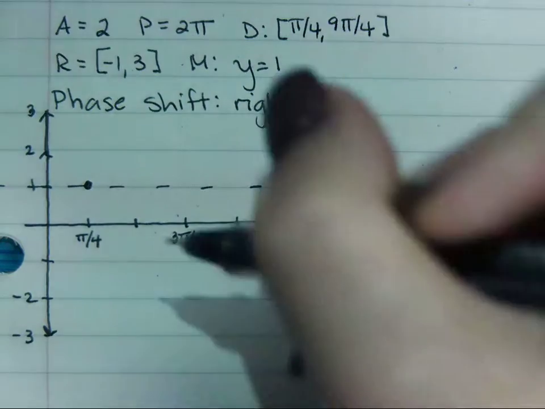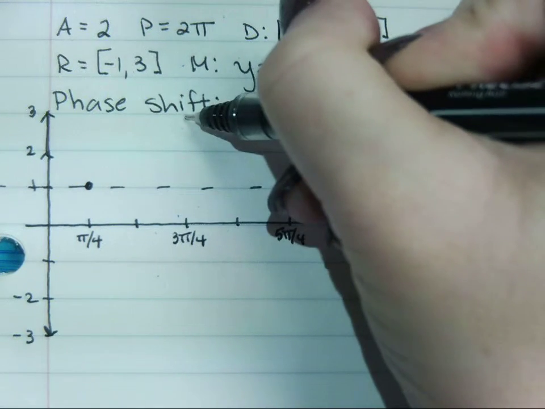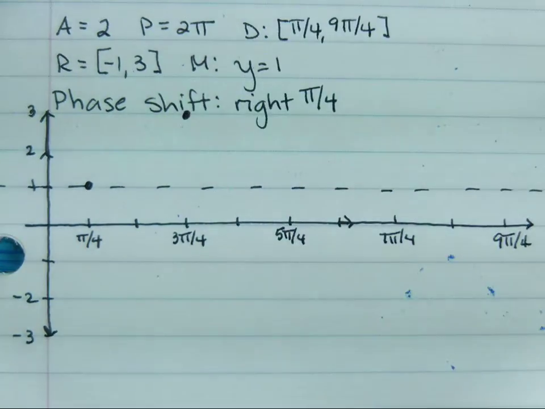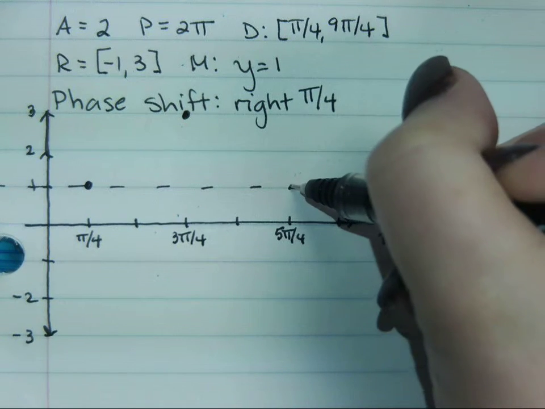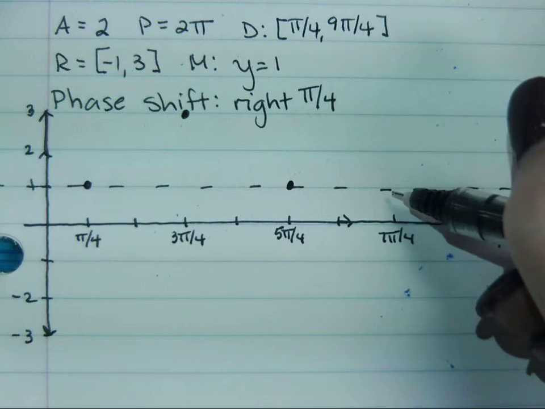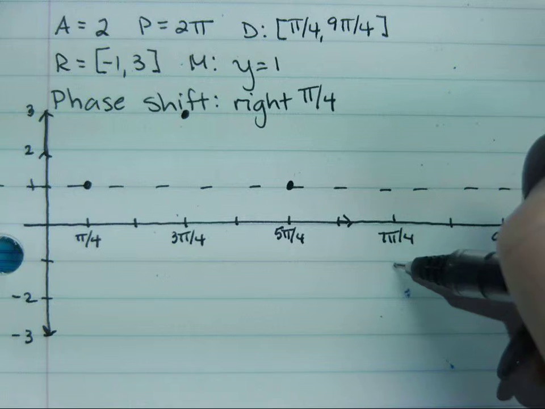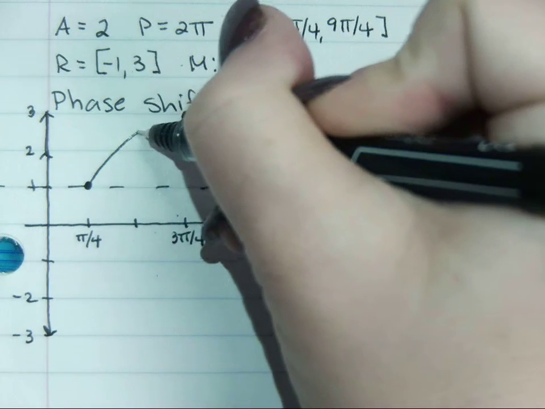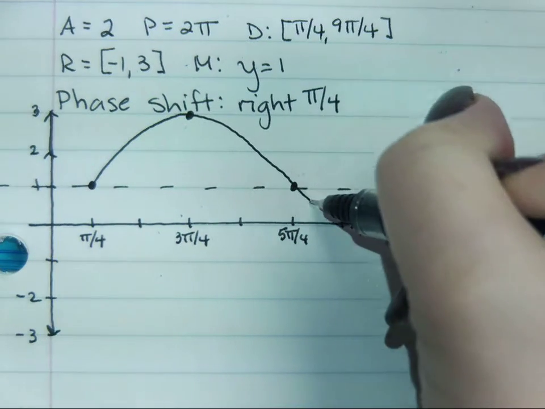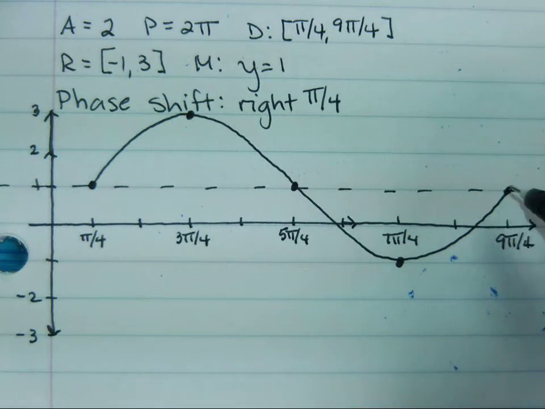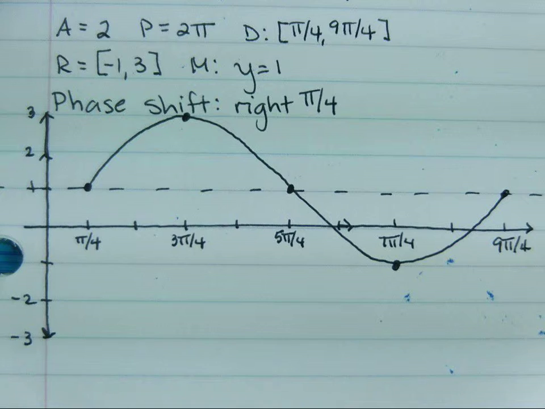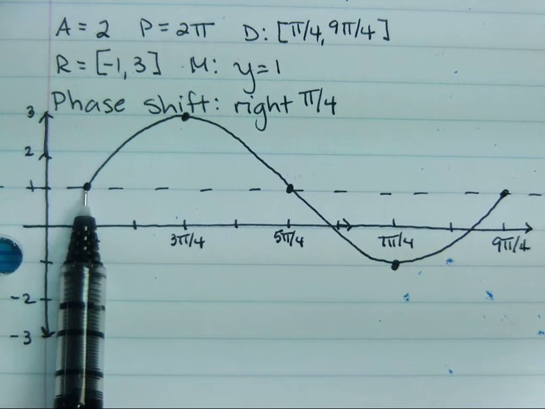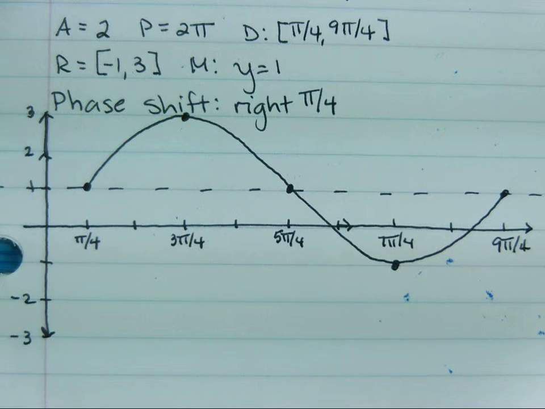And then at 3 pi over 4, I'm actually going to go up to 3. 5 pi over 4 is back down. All right, 7 pi over 4 is at -1. And then back up again. Right, so here's my sine function. All right, so my graph, you can see, is shifted over. It has an amplitude of 2 and is moved outward.